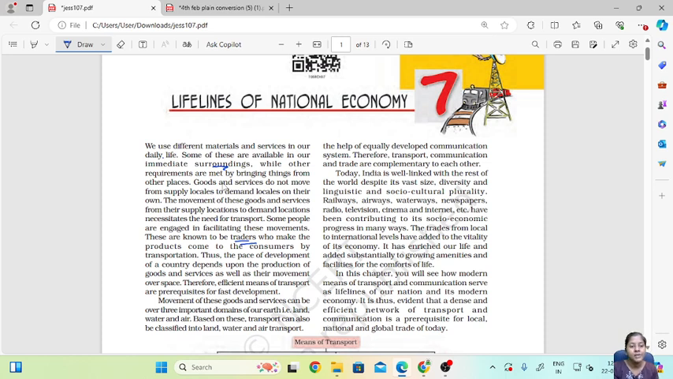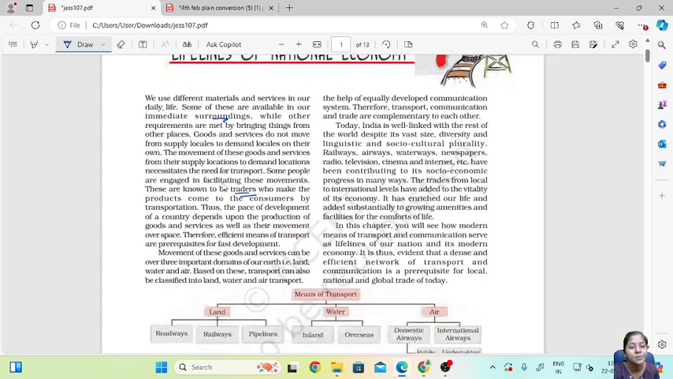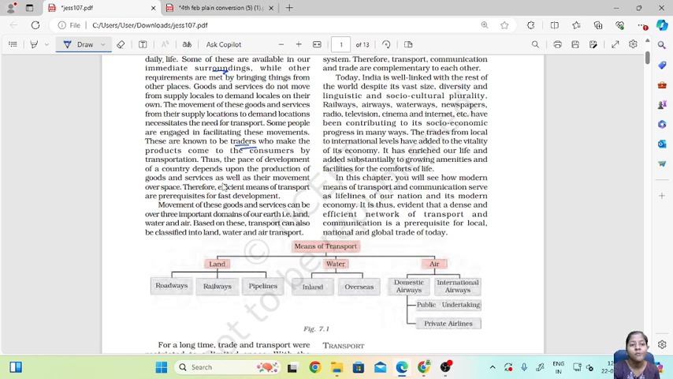Thus, the pace of development of a country depends upon the production of goods and services as well as their movement over space. So, producing the goods is not the only main thing, but those goods have to be transported from one place to another. Efficient means of transport are prerequisites for fast development.